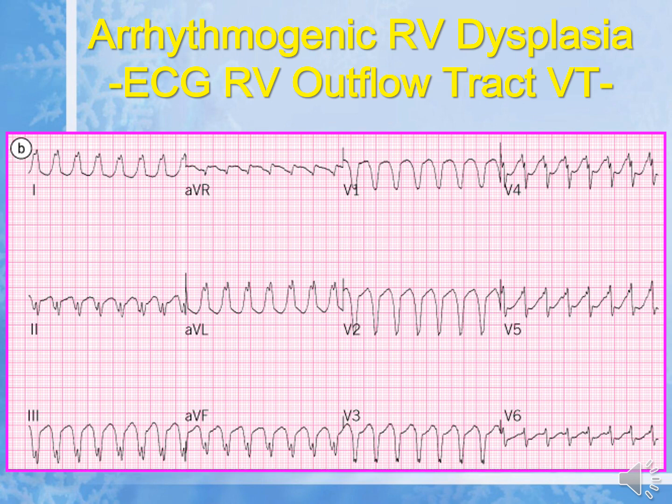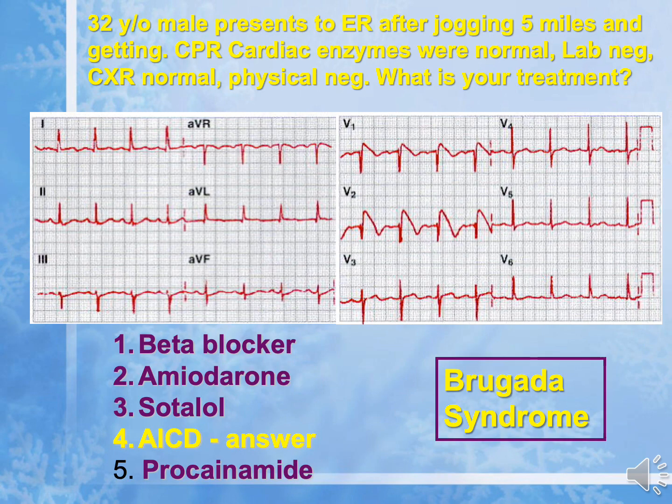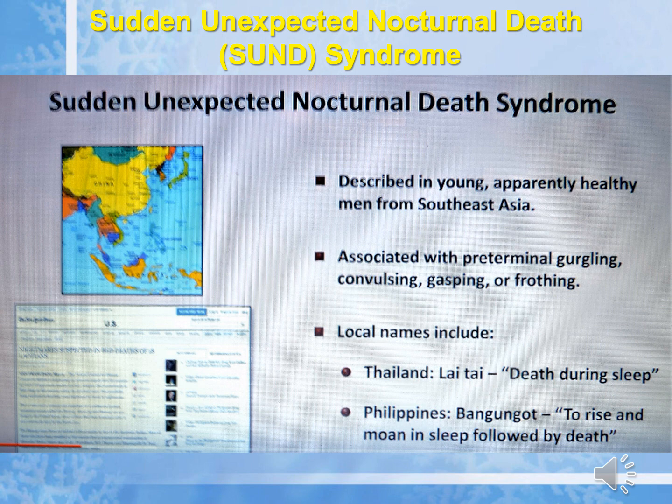This is a typical arrhythmia of arrhythmogenic right ventricular dysplasia showing ventricular tachycardia. This is a typical case of Brugada syndrome with the classic electrocardiogram, and the appropriate treatment for this is an automatic implantable cardiac defibrillator. This is another syndrome associated with sudden death. It's called the SUND syndrome, sudden unexpected nocturnal death, and it occurs primarily in Southeast Asian populations.